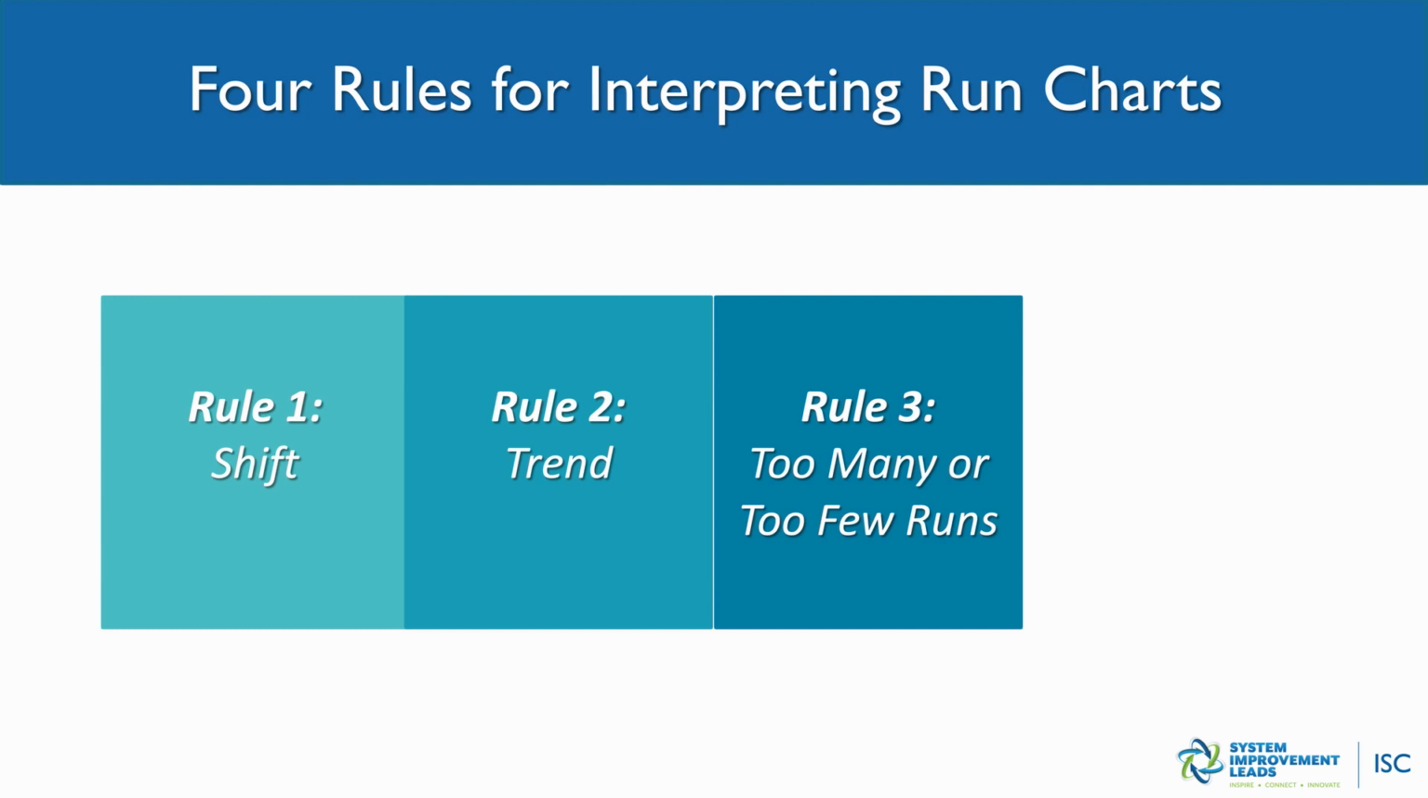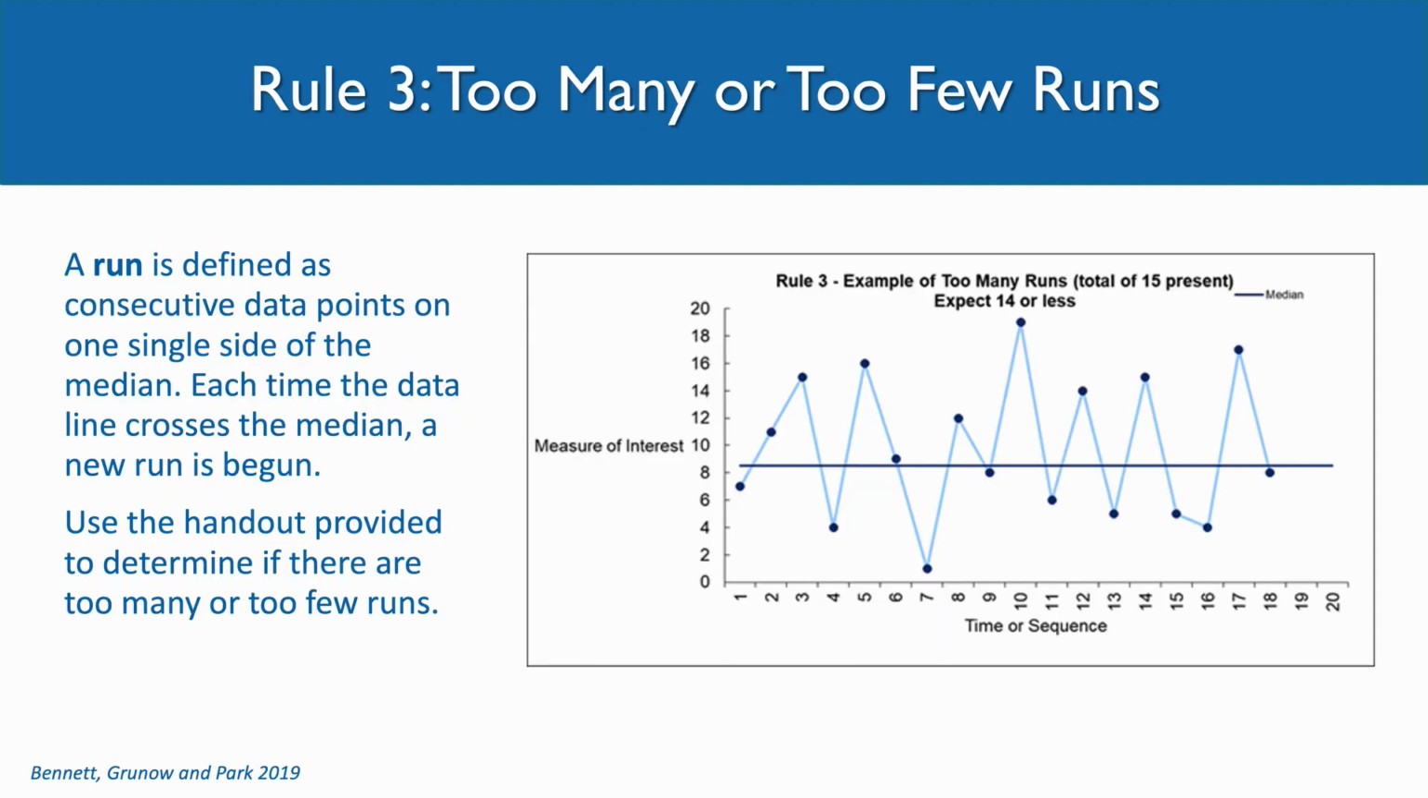Rule 3 is known as the run rule and refers to the frequency with which the data line crosses the median. Each time the data line crosses the median, a new run of data is said to begin. When performance is random, the number of expected runs varies depending on the number of data points present on the graph.